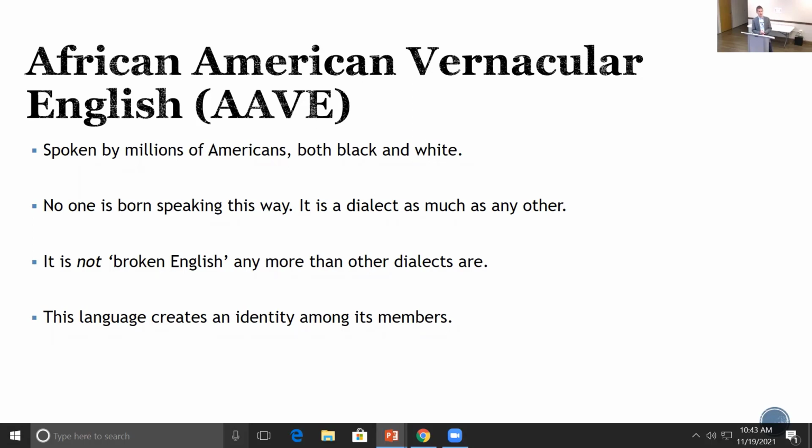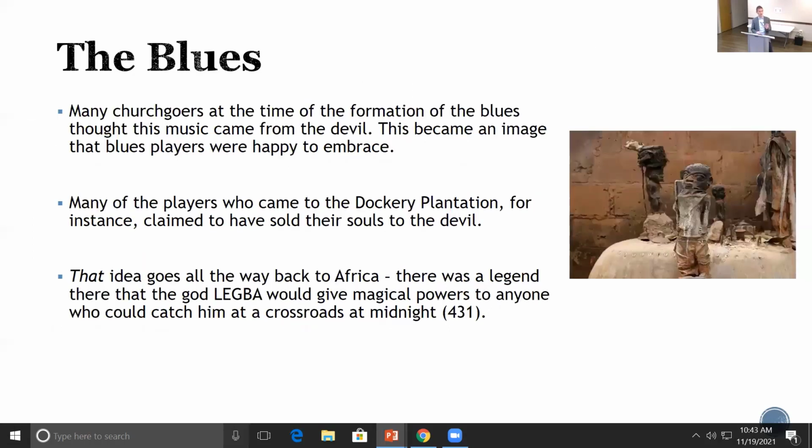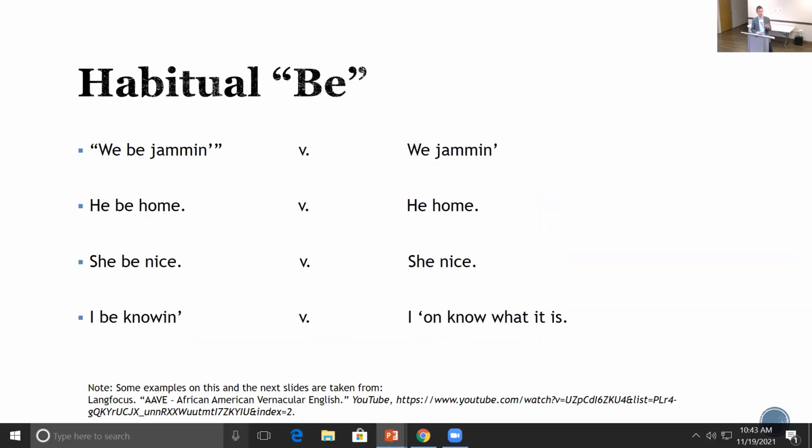I'm running short on time, so I'm going to jump forward through this just a little bit. I'm going to actually skip this slide because I want to make sure I can manage my time right. But I want to point out a couple of features of it, something like habitual be. So there's a difference between we be jamming and we jamming, right? And by the way, the one on the right is not broken English as well.